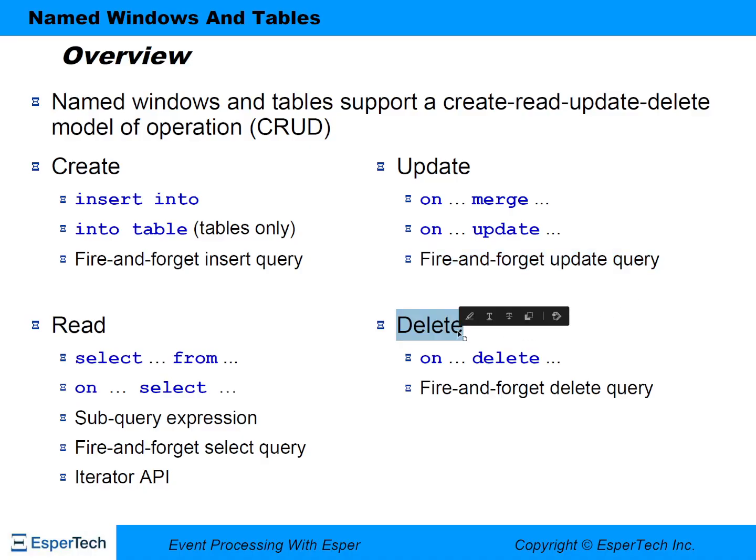Named window events and table rows can be deleted. The on delete deletes named window events and table rows. A fire and forget query can delete events in a named window or rows in a table.